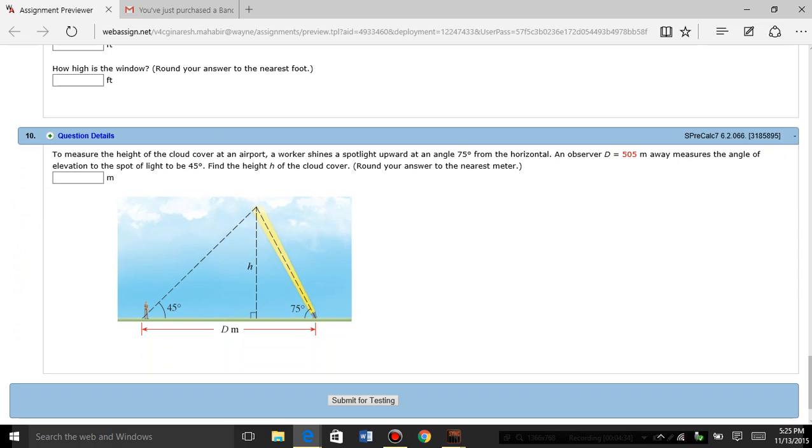Oh, this is a good one. So check this out. It says to measure the height of a cloud, yeah, go figure, right? The cloud cover at an airport, a worker shines a spotlight upward at a 75-degree angle. So you see over there on the right-hand side, that's your spotlight. And they said an observer that is 505 meters away from that has a 45-degree angle of elevation. So you see that guy over there at 45 degrees. Find the height of the cloud. So we need to find h. This is going to be a very interesting problem.